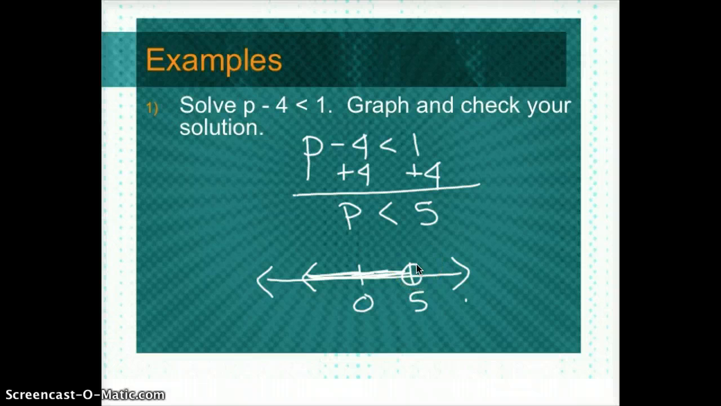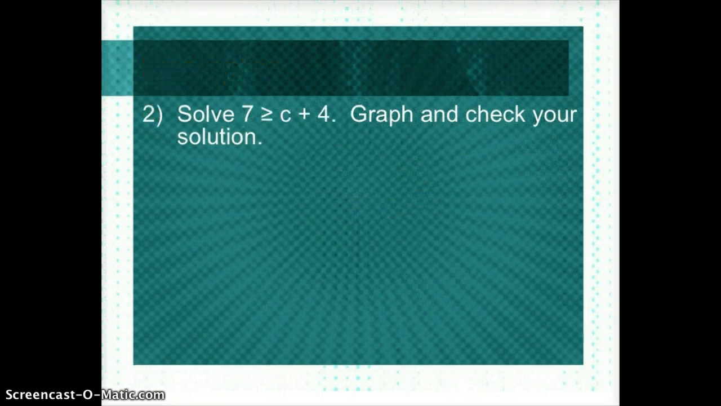And when I ask you to check your solution, what I want you to do is pick any point in the area that you shaded. So I am going to pick 0, because I notice that's in the shaded area. I'm going to just plug it in. 0 minus 4, I want to know if that's really less than 1. Negative 4 is less than 1, so it seems like I probably did the right thing. Okay. All right, try this one on your own and I'll work it out.